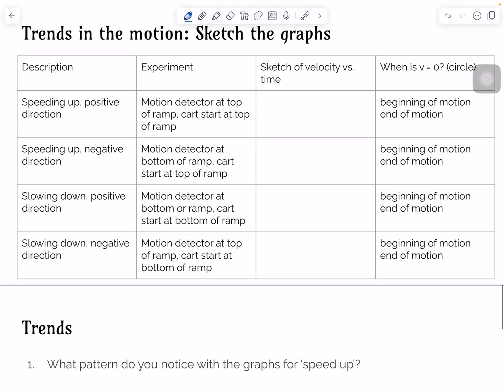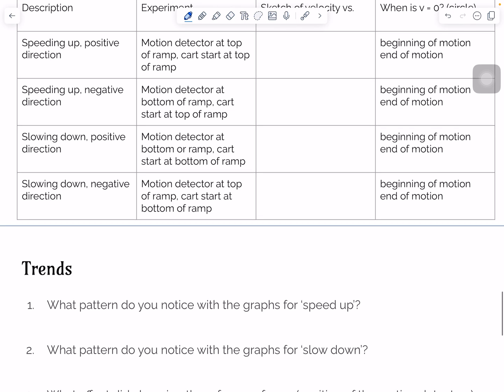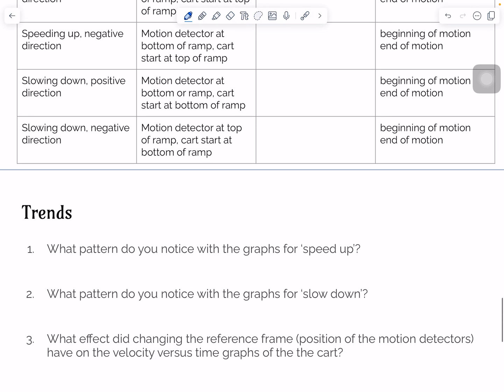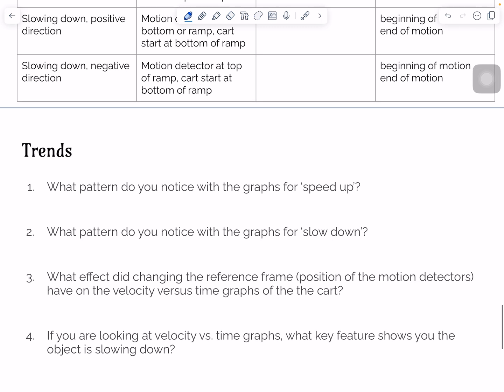So what patterns do you notice with the graphs for speed up? What patterns do you notice with the graphs for slow down? And then what effect did changing the reference frame have on the velocity versus time graphs of the cart? Again, sorry for the double ones. If you are looking at velocity versus time graphs, what key feature shows you the object is slowing down?